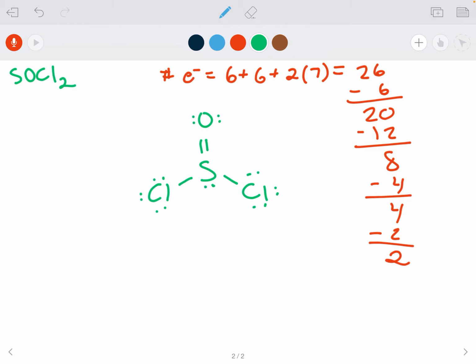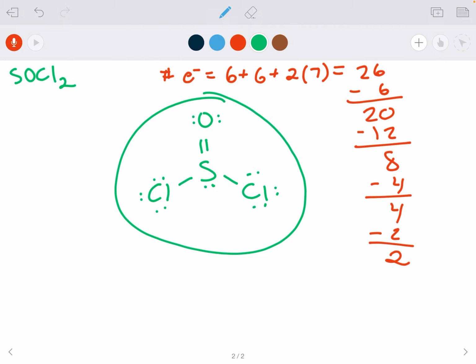And now that also means sulfur has a 0 formal charge because it gets 1 electron assigned from each of the 4 bonds around it plus the 2 electrons from the lone pair. So this is going to be the best Lewis structure for SOCl2.